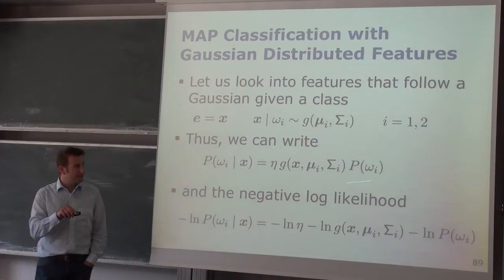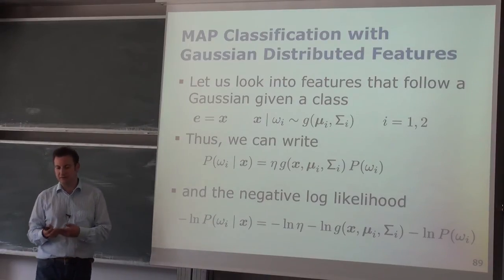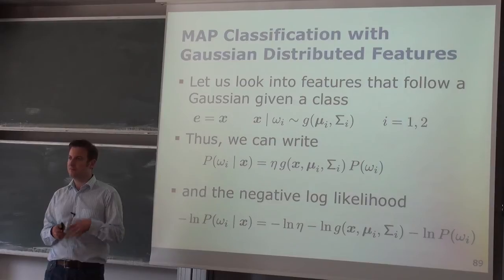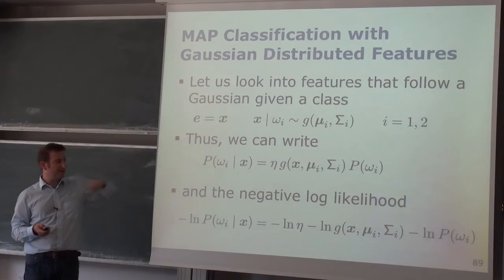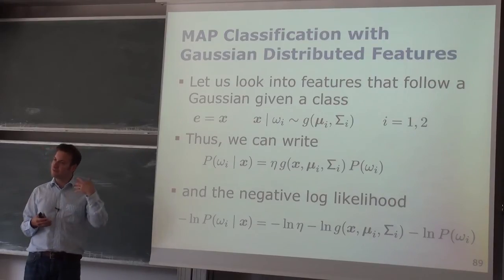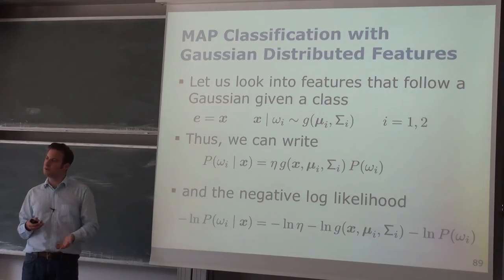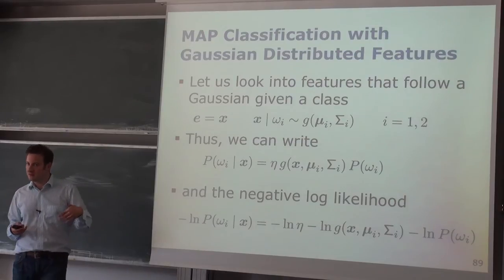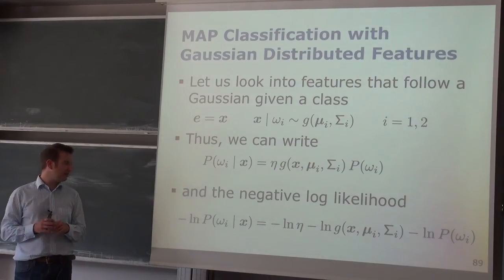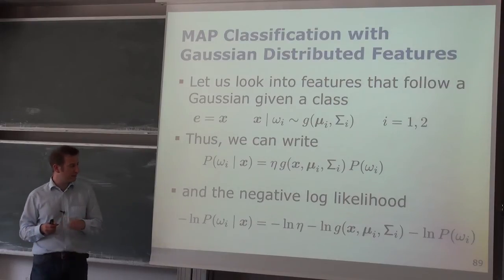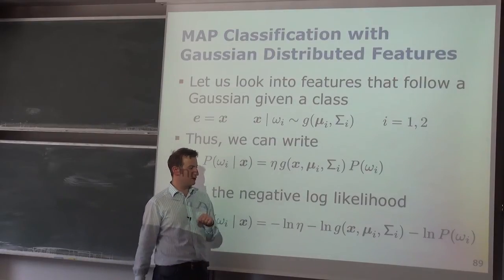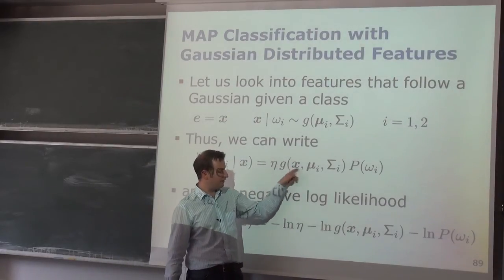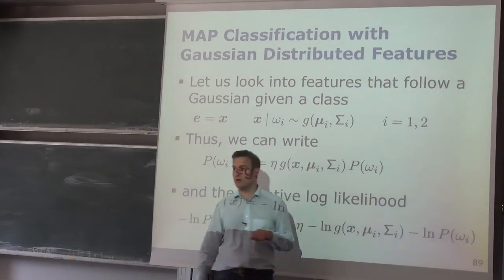So in order to evaluate this expression, it's often easier to go into the log space. This is a Gaussian distribution. If I want to maximize a function f, I can also maximize log f as a monotonic function, or I can minimize the negative log of that function. It's exactly equivalent. Therefore, we typically take the negative log likelihood, which is minus the log of our normalizer, minus the log of our Gaussian distribution, minus the log of our prior.